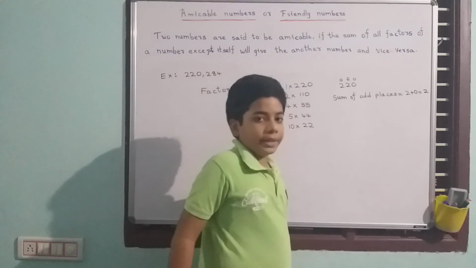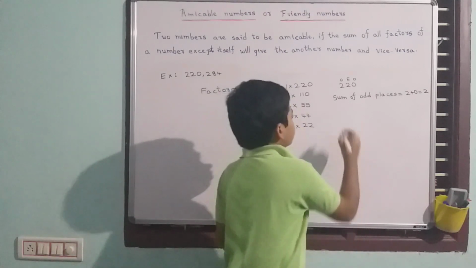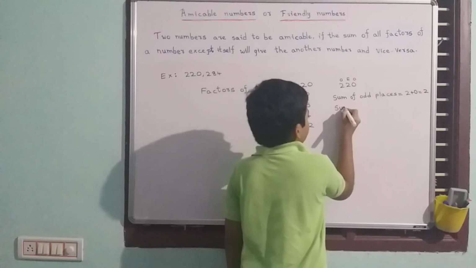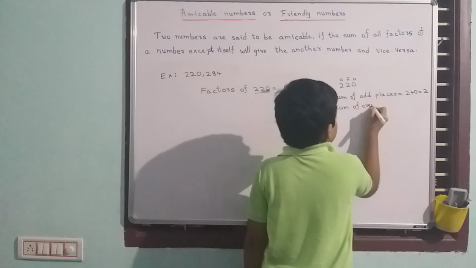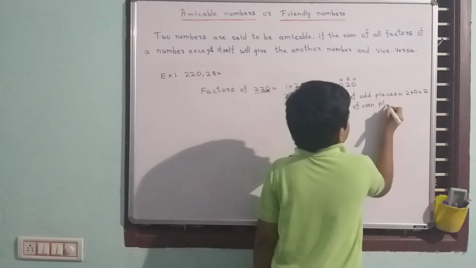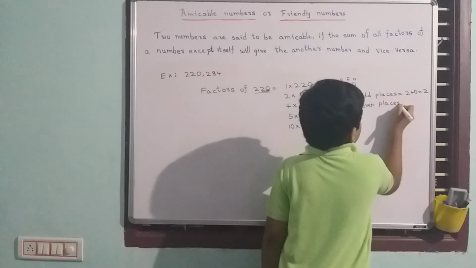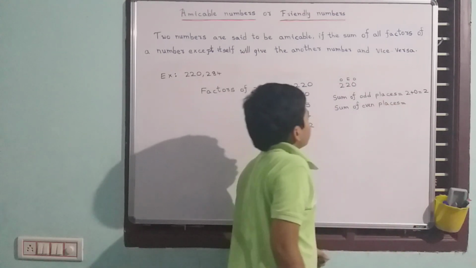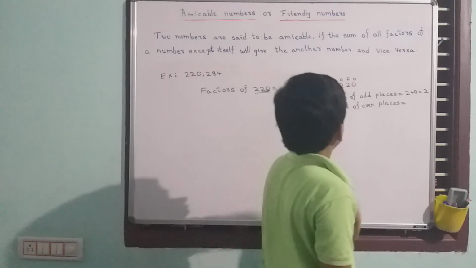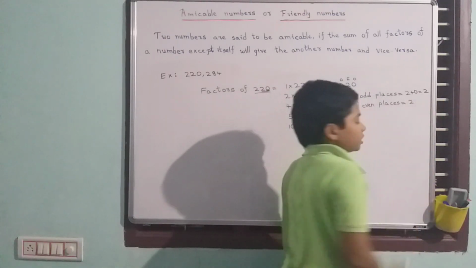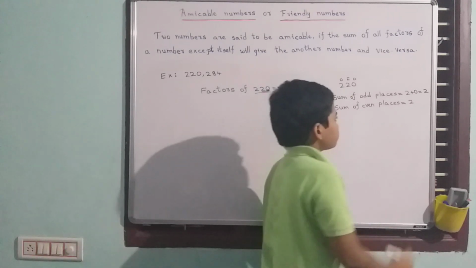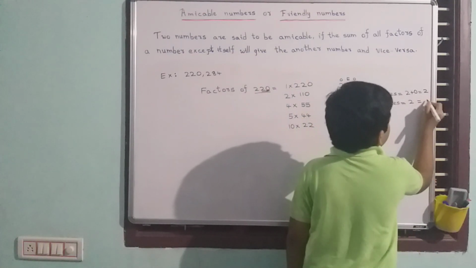Now we have to write the sum of even places. In even place, only one digit is there, 2. So there is no other digit. So the sum is 2.